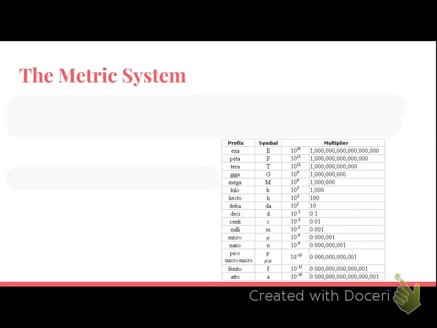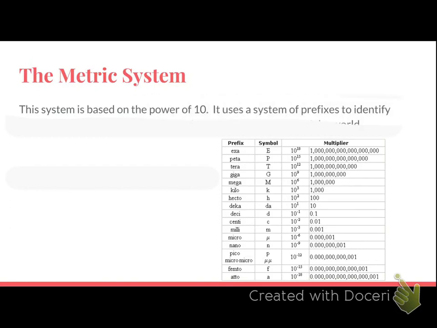Before we get started with actually using conversions and math with metric conversions, we have to understand what the metric system is. The metric system is based on a power of 10. That's just showing that things are multiplied by 10, or multiplied by 100, or multiplied by 1,000. So that's our power of 10. The metric system uses a set of prefixes that will give us an idea of how large or how small a number is.